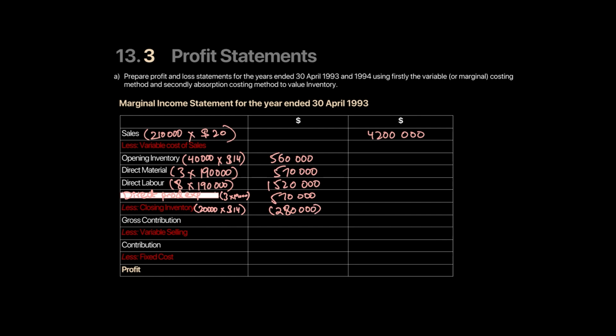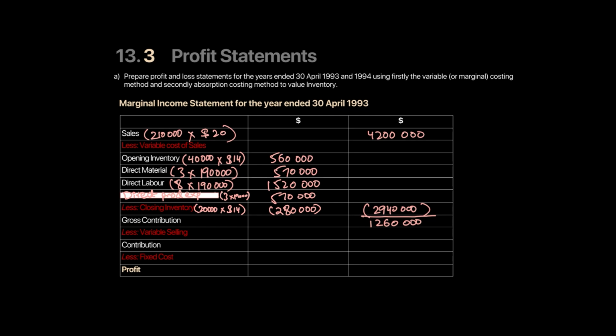So your closing inventory turns out to be 280,000 over here. All right, so we've calculated all costs. Now guys, you're supposed to calculate the variable cost of sales: add up all your costs, subtract closing inventory. So you guys should get 2,940,000. That's the cost of goods sold. So subtract sales by cost of goods sold, you'll get your gross contribution to be 1,260,000. All right, that's your gross contribution.